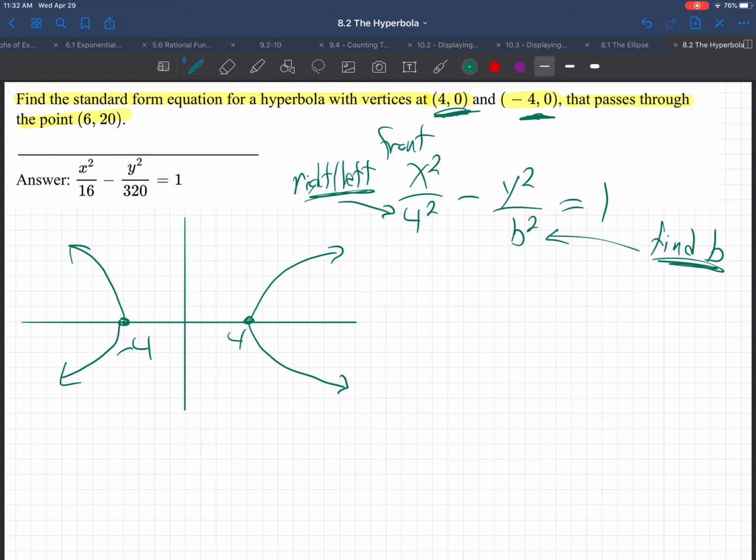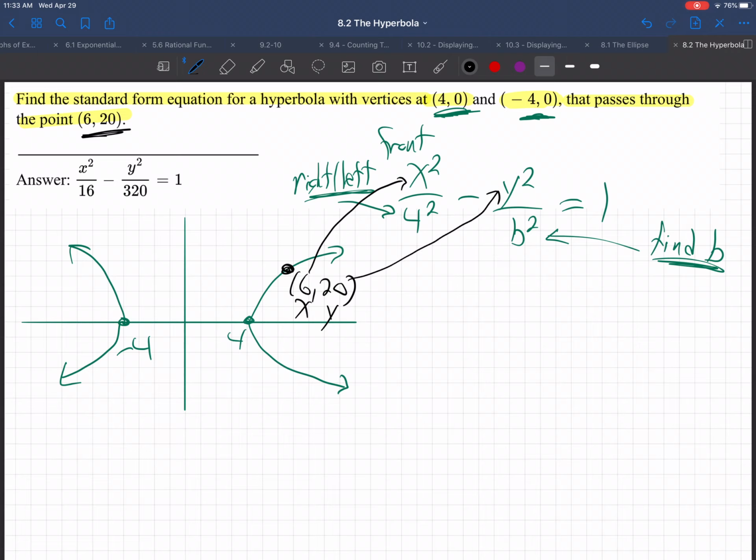Now, how am I going to find b? Well, you know what we're going to do, right? They gave us this point, (6, 20). So over 6, up 20. They gave us some point that's a point on the graph. And you know what that means. I can plug it in. That's an x value and a y value. I plug in x is 6 and I plug in y is 20, right?